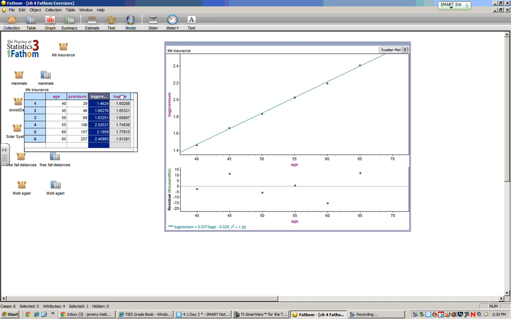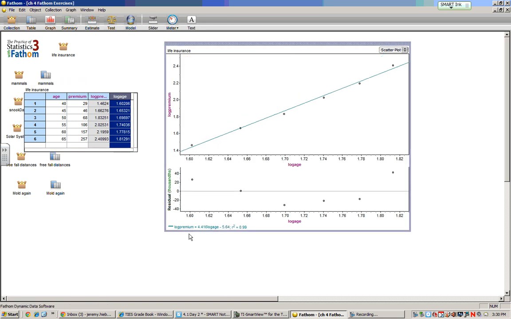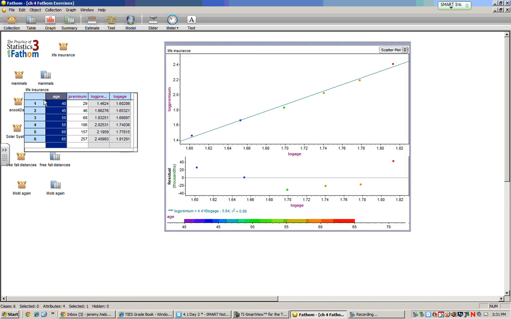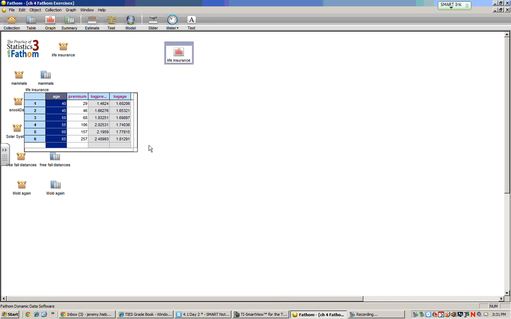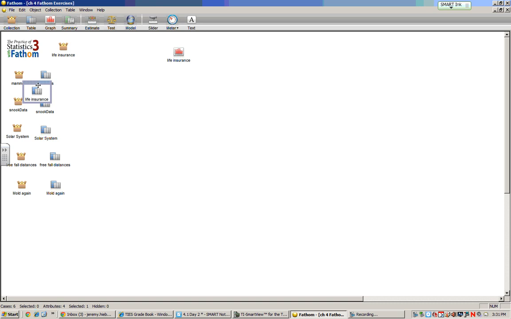Now we could also take the log of age and throw it down here, but you can see that's not a terrible pattern up here, but you can see the residual plot shows a little bit of a curve. So the best one out of the three is there. So this program gives us the equation log premium equals 0.037 times age. Now we can also solve that like we did yesterday and write it as a nice exponential equation.